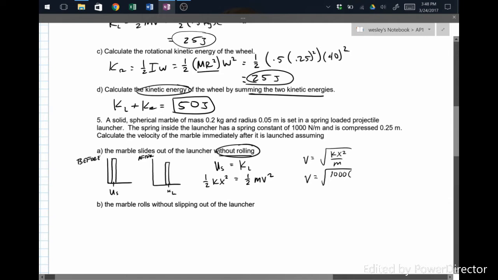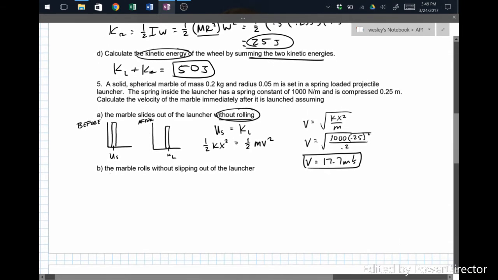times, what are we saying? That's the radius, sorry. It's going to be 1,000 times 0.25 meters squared divided by the mass of my object, 0.2 kilograms. So that velocity is going to come out to be 17.7 meters per second. Now, if the marble rolls without slipping out the launcher, we're still going to look at the before energy. We got spring potential, got a whole bunch of that. But after, if it's rolling without slipping, I'm going to have linear kinetic energy and rotational kinetic energy. I'm sharing between the two.